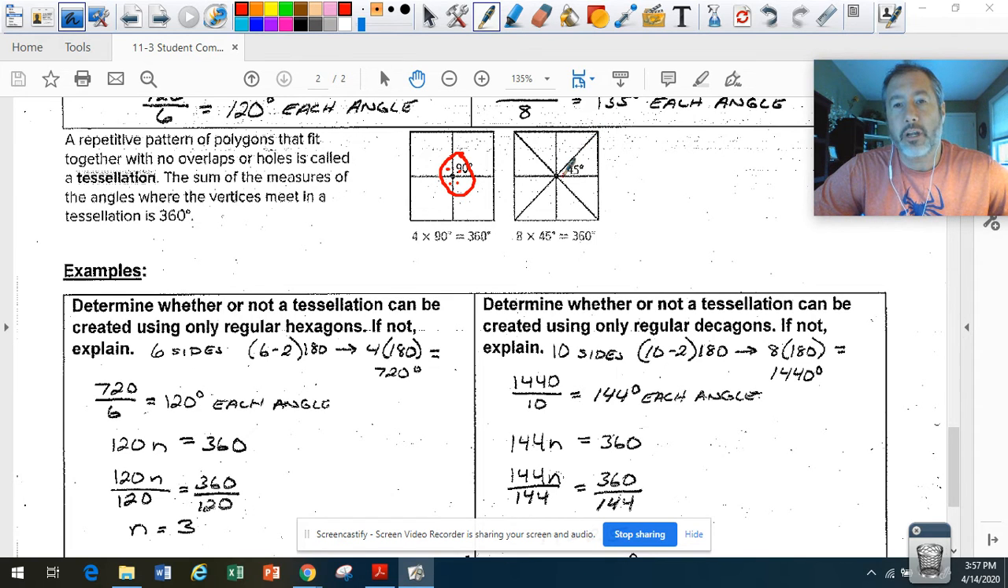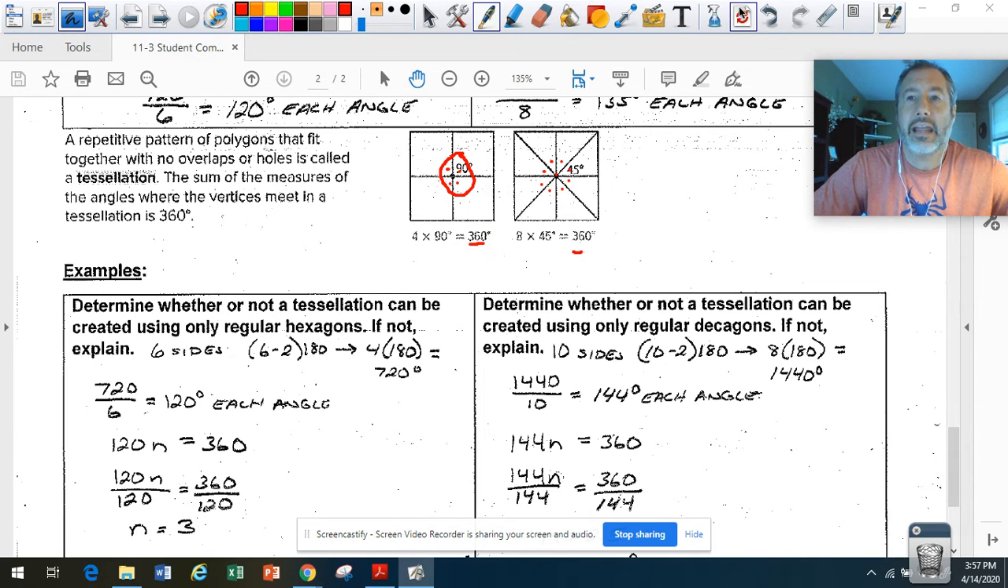Now look at this one here. These are made up of 45-degree triangles. So this is 45, this is 45, this is 45, this is 45, this is 45, this is 45, this is 45, that is 45. So I have 8 45-degree angles where they all come together at one point. Because we have 8 45-degree angles, 8 times 45 is 360 degrees. So as you can see, in these tessellations, the sum of the measures of the angles where the vertices meet will always equal 360 degrees.